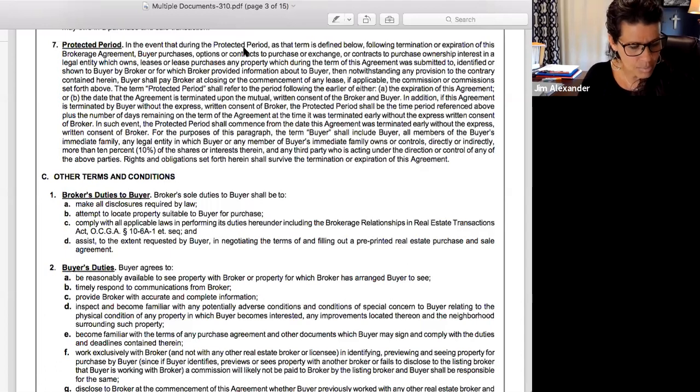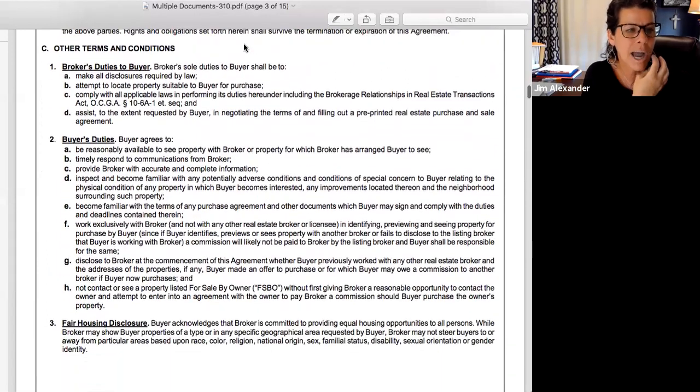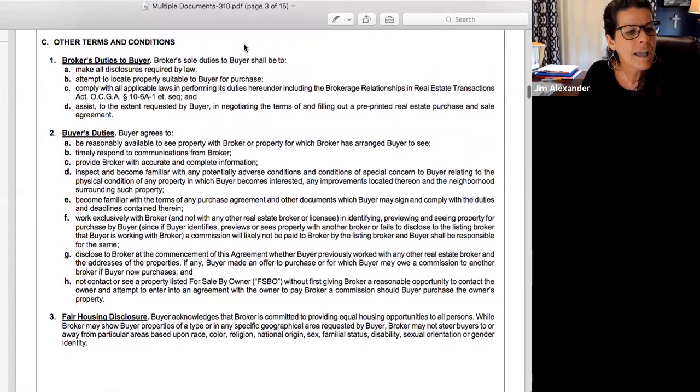Section C is just basically other terms and conditions. Not a lot to talk about. It just talks about the broker's duty, what my duty is to you. And if you look down, it talks about the buyer's duties to us. I always highlight, and I always talk about section G and H here, if you want to highlight those.